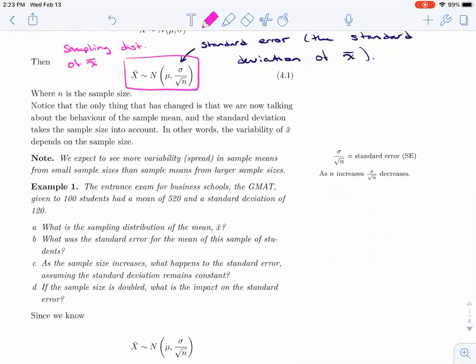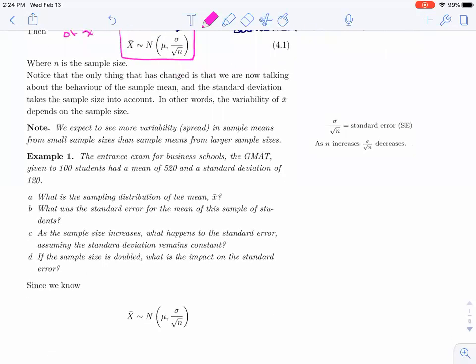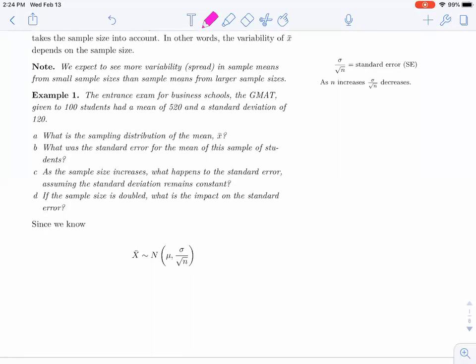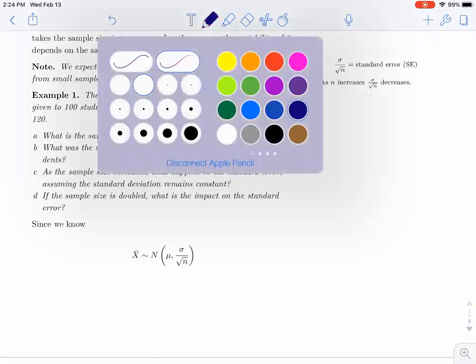Let's do an example. The entrance exam for business schools, the GMAT, I guess you guys would know more about it than I do, given to 100 students, had a mean of 520 and a standard deviation of 120. Okay, great. These first few questions are just really gonna kind of nail the whole point down. What is the sampling distribution of the mean x bar?